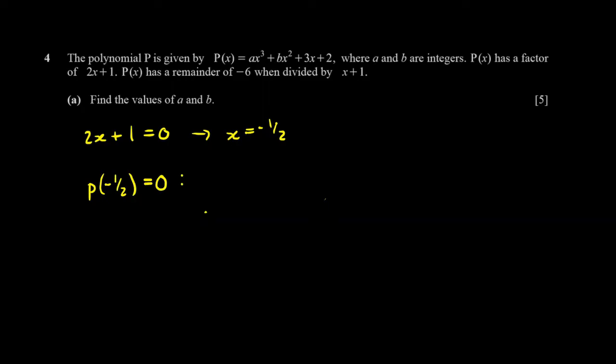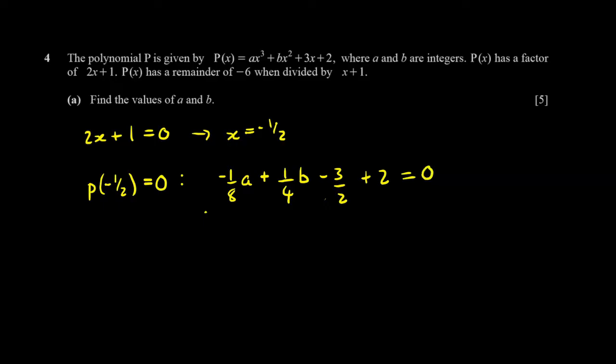So let's just try that. I'm going to get a times -1/2 cubed. Well, -1/2 cubed is -1/8, so that's -1/8 a, plus b times -1/2 squared, which will be +1/4 b, plus 3 times -1/2, which is -3/2, plus 2 is equal to 0.